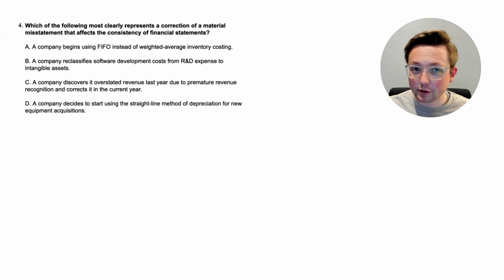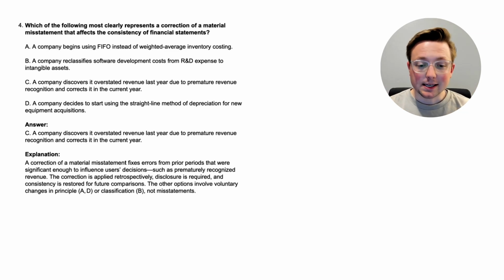Probably not too hard to figure out the correct answer, but if you want, pause the video, think about this, and when you're ready, come back, we'll look at the answer together. All right, here we are at the answer. C, a company discovers it overstated revenue last year due to premature revenue recognition and corrects it in the current year. Again, that makes sense that it would be a correction of material misstatement, but let's talk about how that affects consistency or comparability.